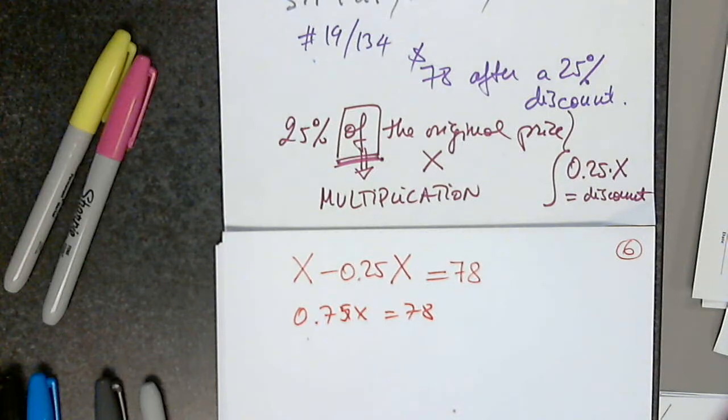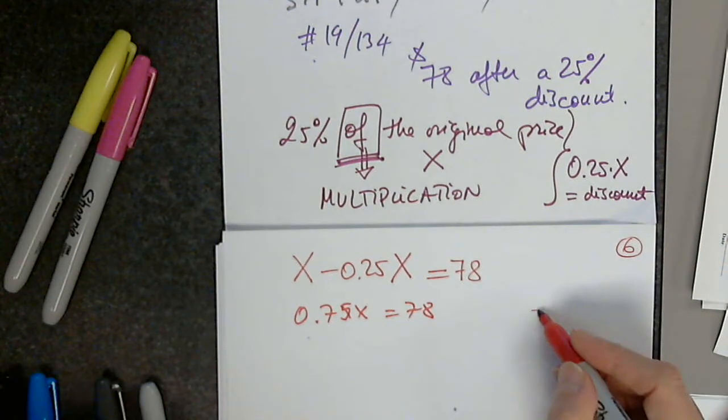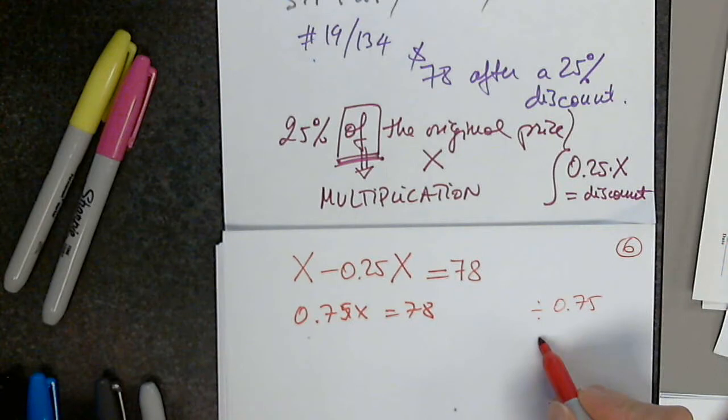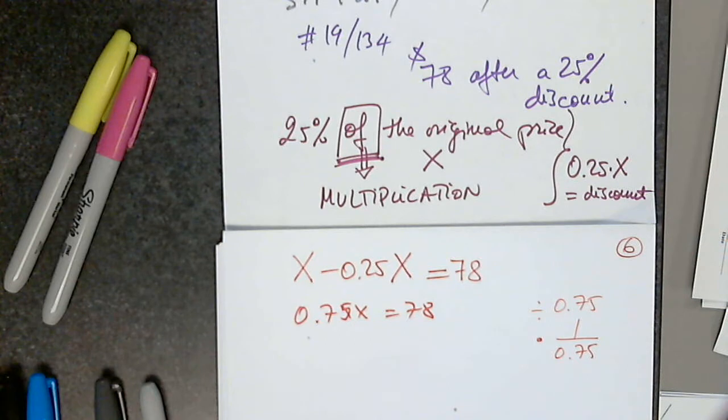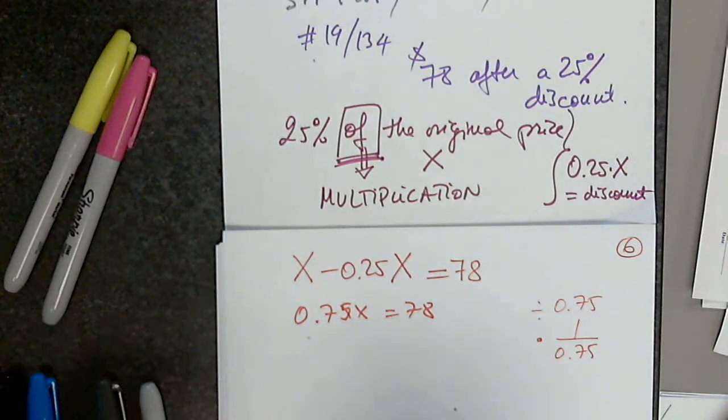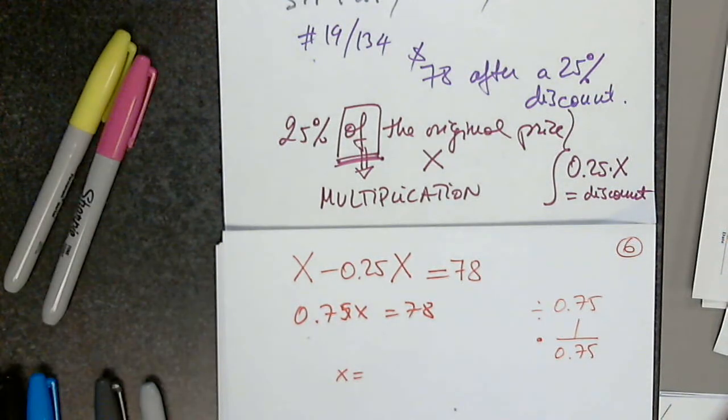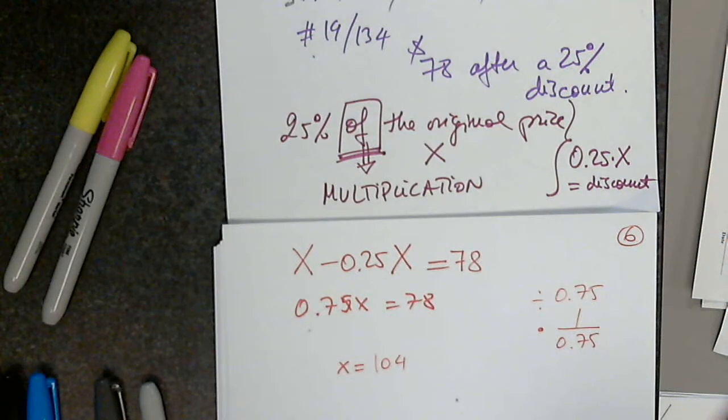What am I doing now? What am I trying to get rid of? And what is it called? Coefficient. Coefficient of x is how much now? 0.75. I'm trying to get rid of that. I'm using the multiplicative inverse, or I can say I divide by 0.75, or I can say I multiply by 1 over 0.75. It's the same thing, because it's the multiplicative inverse of 0.75 over 1. So then x equals 104. I trust you. It's $104.